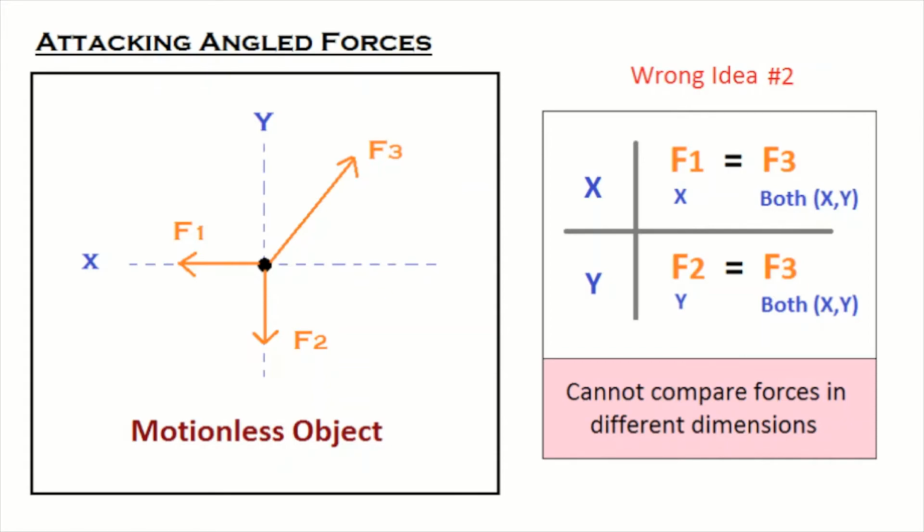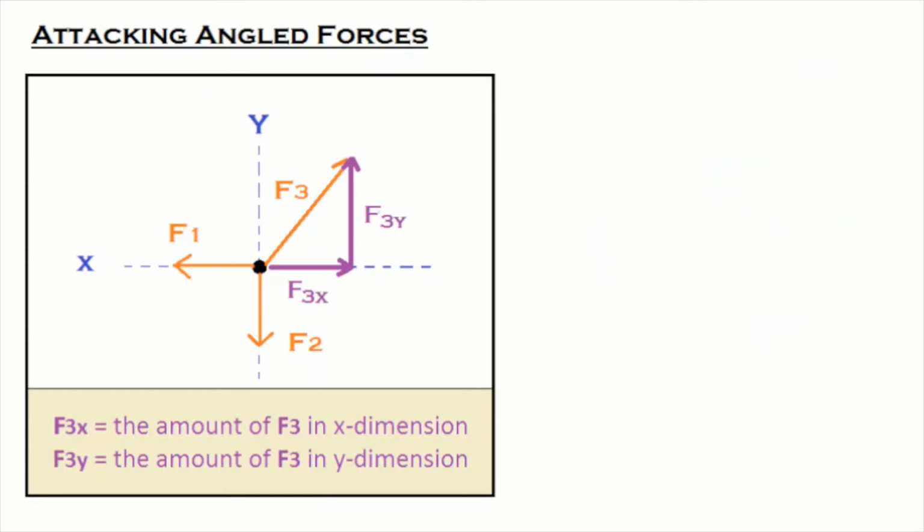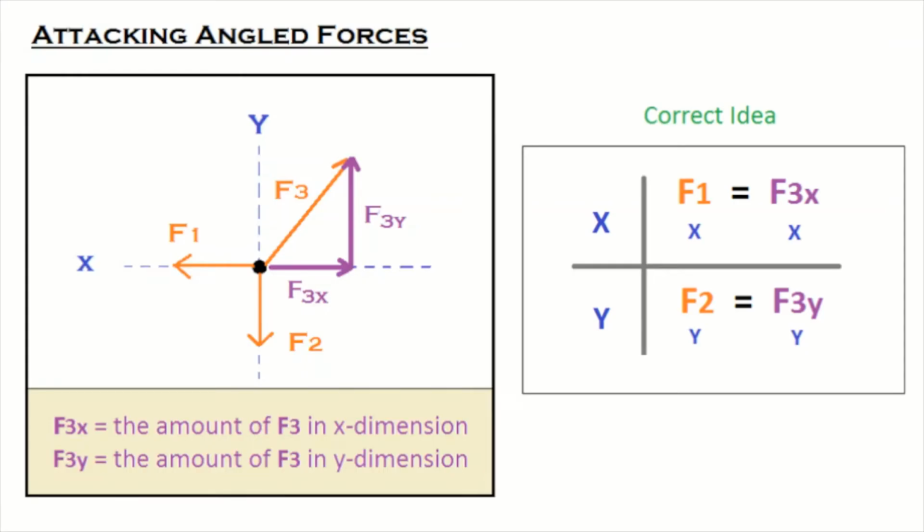So what can we do? Here we want to introduce component forces. This is representing how much of the vector F3 runs to the right, that's F3x, and also how much of vector F3 runs vertically upward, that's F3y. These are the things we're going to want to use in our equations because they represent only how much of F3 is in each plane.